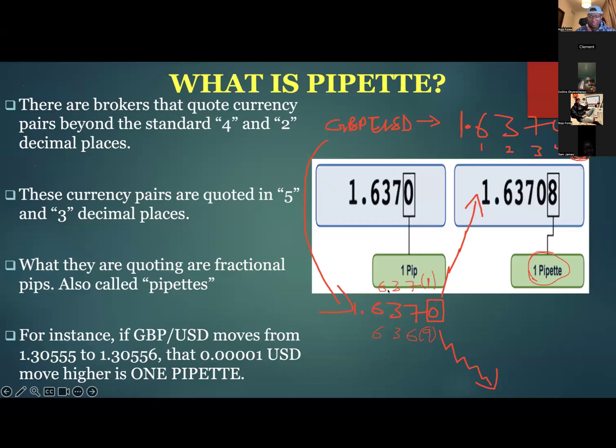If this one moves from 1.6370 to 1.6375, how many pip movements, guys? How many pip movements is this one? The same way, if this one moves from 1.6370 to 1.6300, let me test you. How many pip movements?